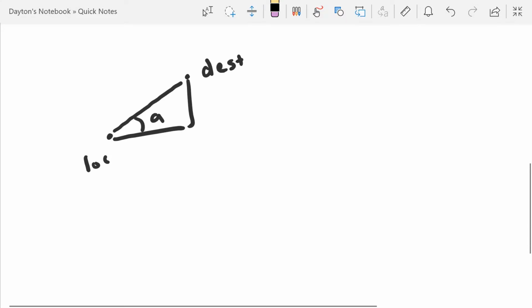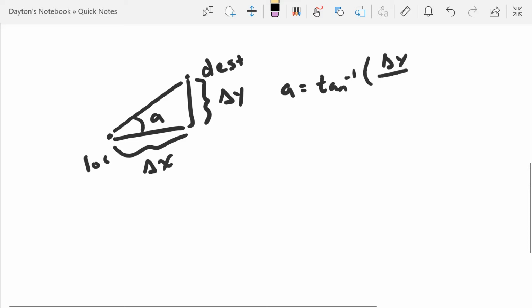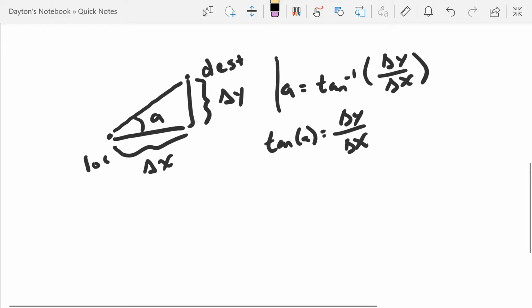Well, it's pretty easy. If we know this amount here, I'll call this delta y, and this amount here, I'll call it delta x, then A is simply equal to the inverse tangent of delta y over delta x, because the tangent of A is equal to delta y over delta x, if you remember your basic trigonometry. So all we need to do is compute the inverse tangent of delta y over delta x.